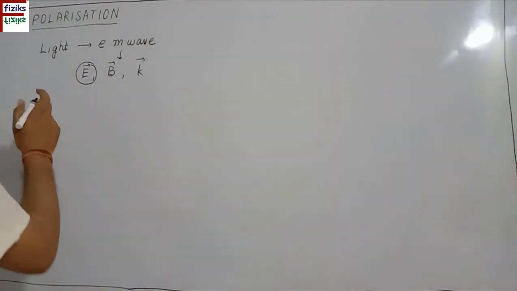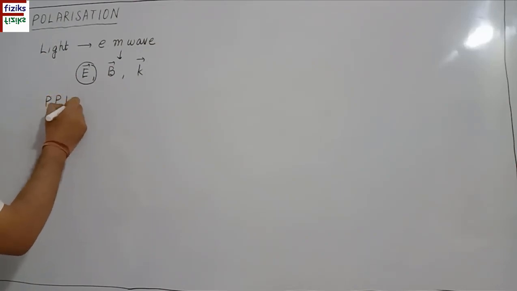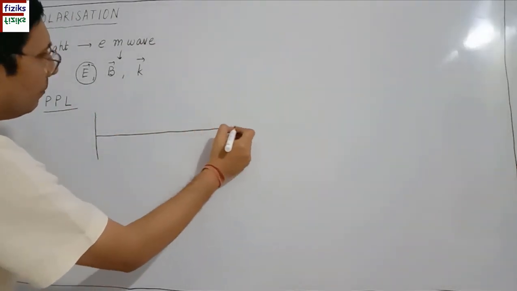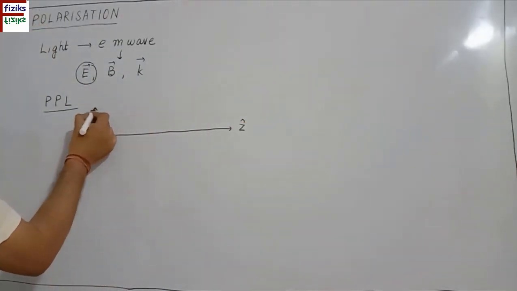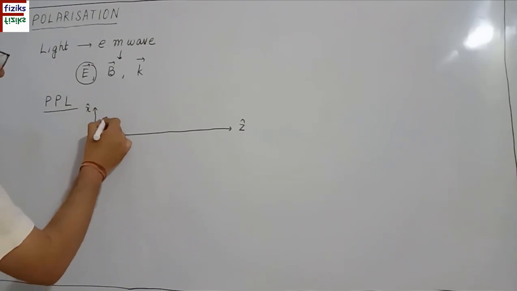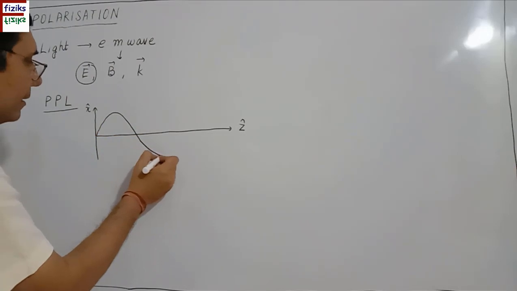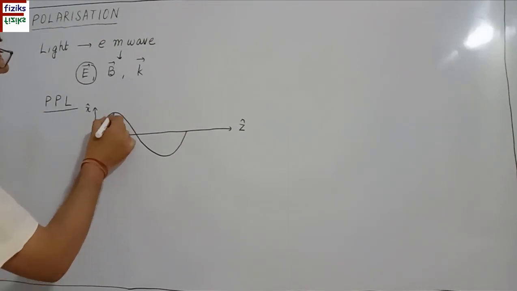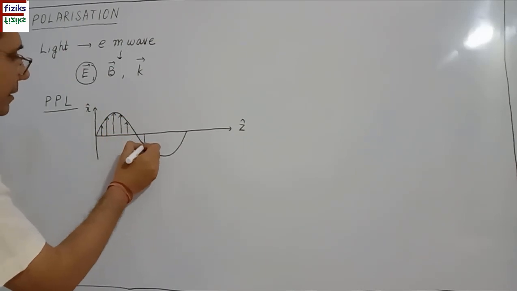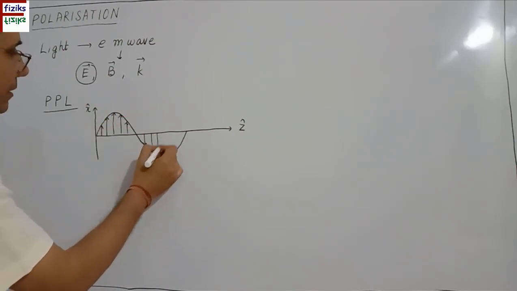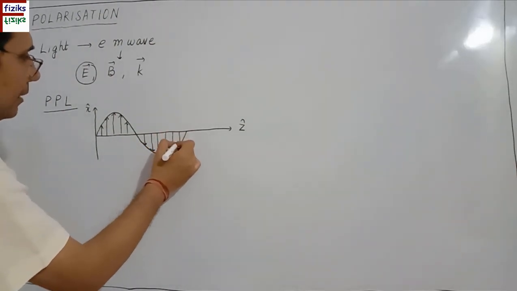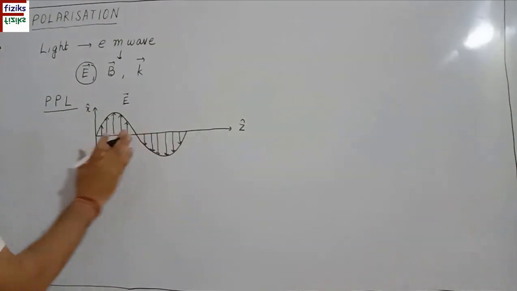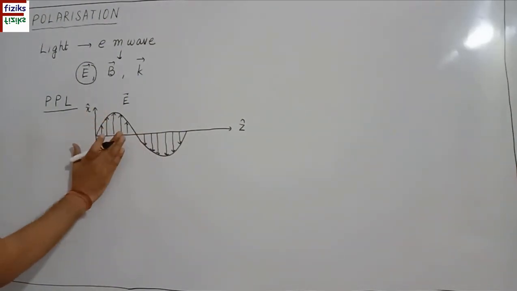So to understand what is the meaning of plane polarized light, I am drawing a wave, a transverse wave or a light wave. Here suppose this direction is Z cap and this is X cap direction, and a wave of oscillating electric vector is plotted like this. This is the direction of oscillation of electric field. So electric fields are oscillating in XZ plane. Basically this electric vector is confined in this XZ plane.